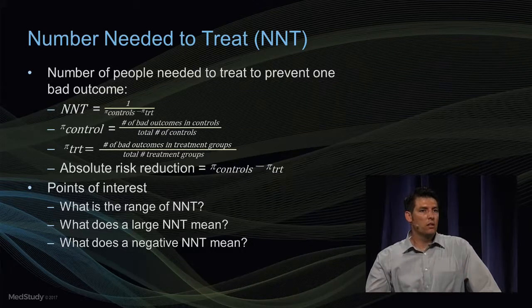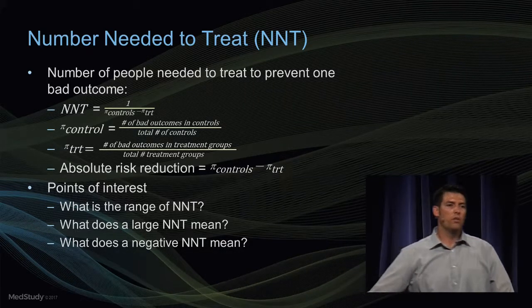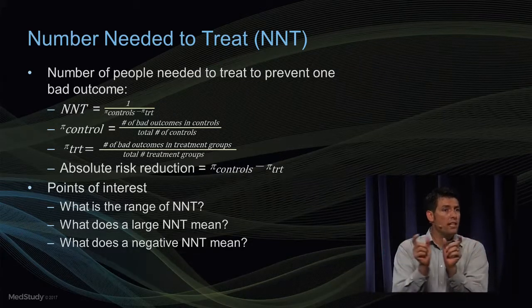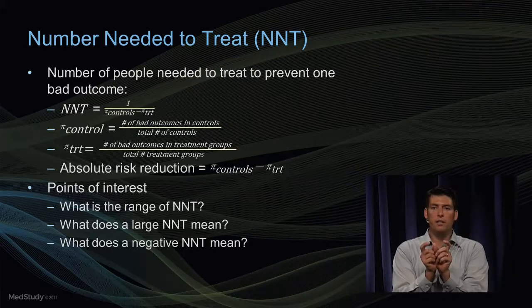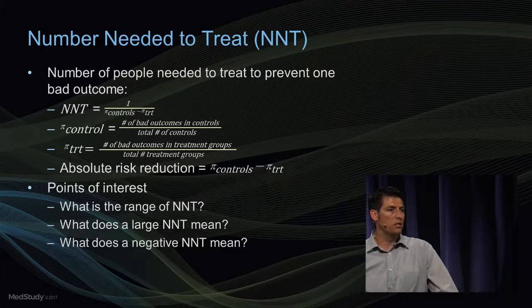What about the other side? How large could that get? What if the proportion of bad outcomes among the treatments is really close to the proportion of bad outcomes among the controls? That difference in the denominator could be really small. So what happens to that number? It gets really, really large. The number needed to treat gets really large.